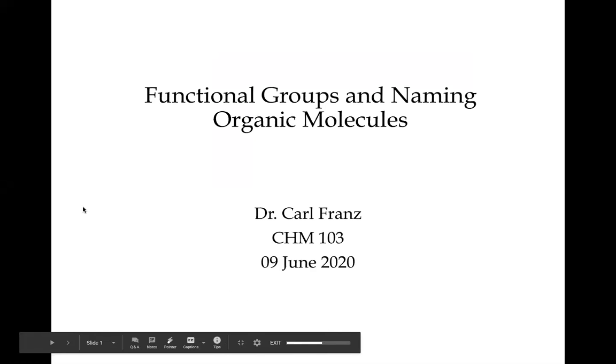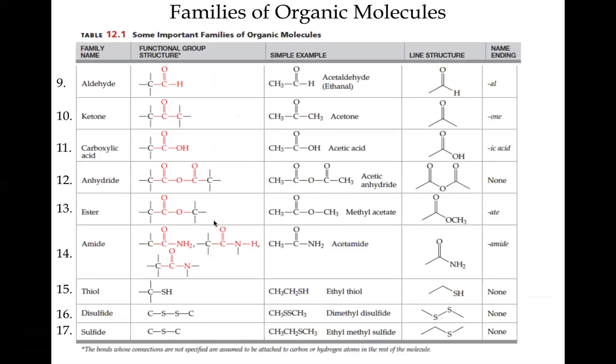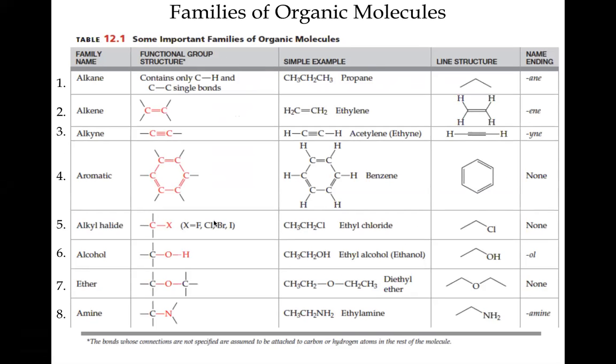Let's see where we last left off. We were talking about these families or these functional groups. These families are made up of their functional groups, right? And I'll just go through these quickly because I went through them much more slowly last time. An alkane is only going to be carbon and hydrogens with single bonds. Alkenes, carbon-carbon double bond. Alkyne, carbon-carbon triple bond. And then you have aromatic compounds that have this hexane ring with alternating double bonds.